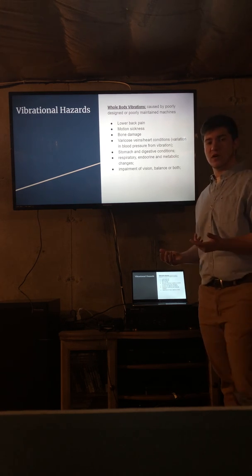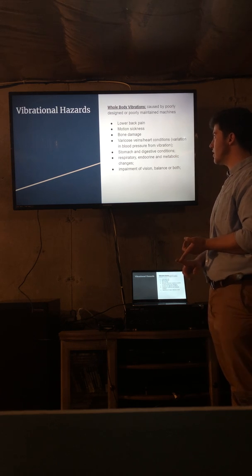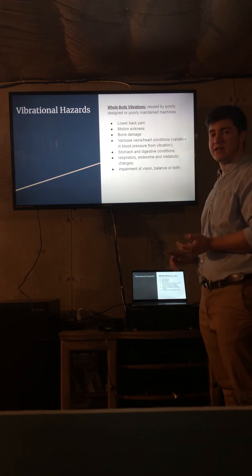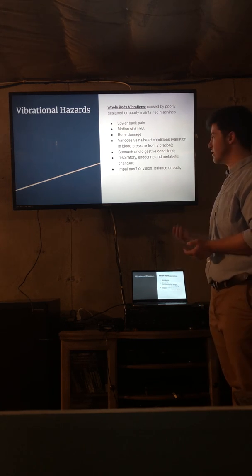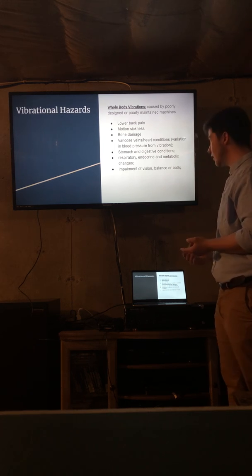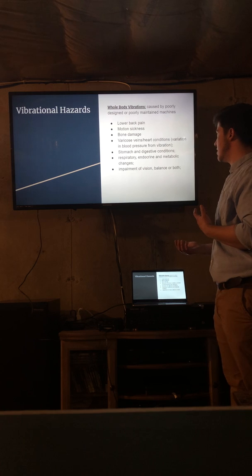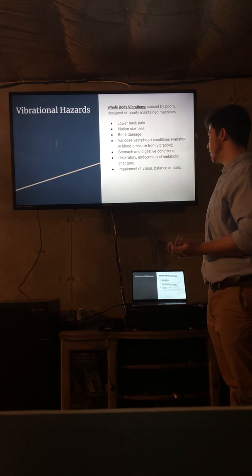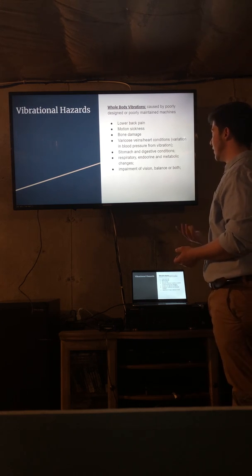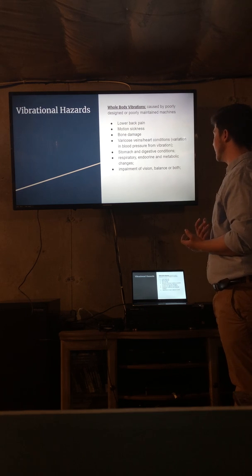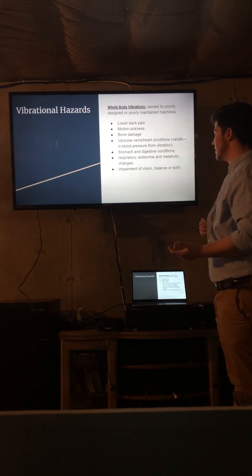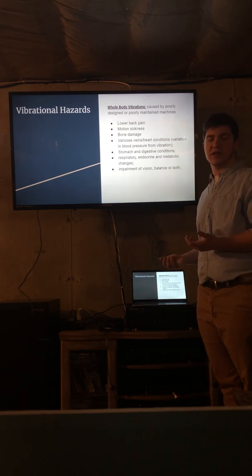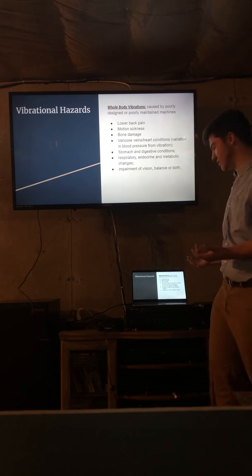And with this, people have witnessed and concluded that there can be lower back pain issues, motion sickness, bone damage, varicose veins, and heart conditions from constant change in blood flow and circulation. Some people have experienced stomach and digestive conditions, respiratory, endocrine and metabolic changes. So that's a very wide category and hard to narrow down to exactly what it is affecting in your body. And lastly, a common one is impairment of vision, balance, or both, which could be something like vertigo, for example, that you could experience because of it.